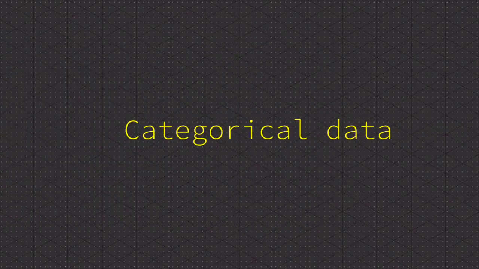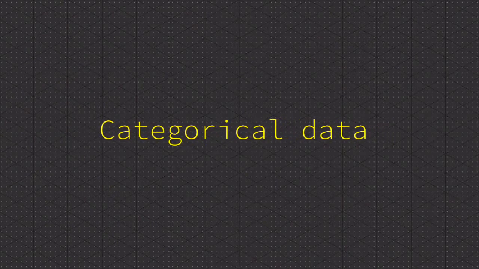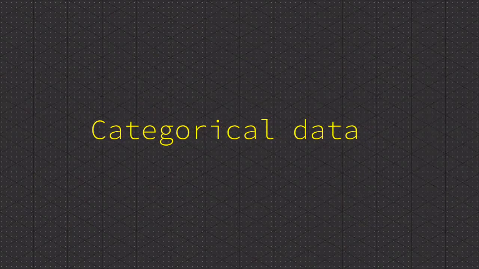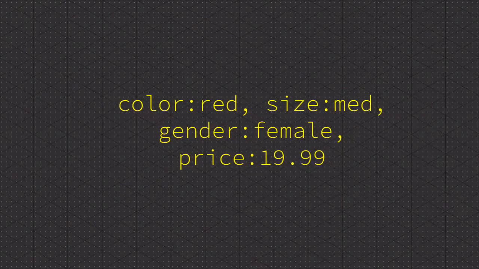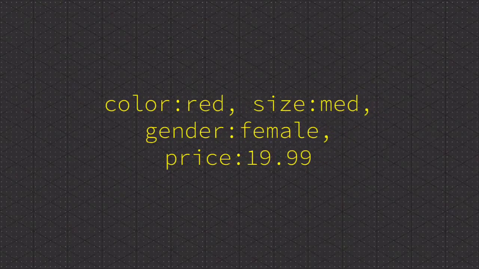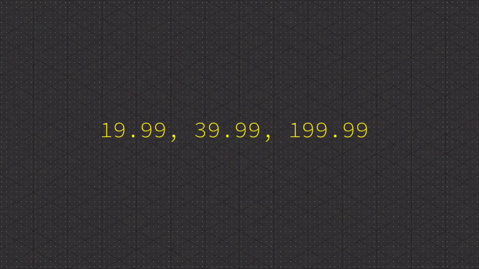So we're interested in data in which each row or observation has at least some categorical or not continuous columns, and analyze it statistically. For example, we might have a list of clothing items for sale. Color would be a categorical variable, size an ordinal variable, gender categorical, and price continuous. Or maybe interval if we only had certain price points.